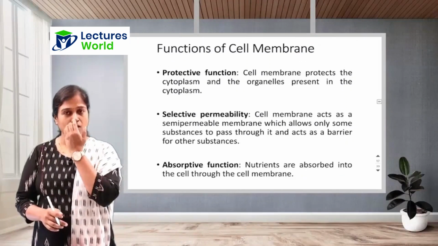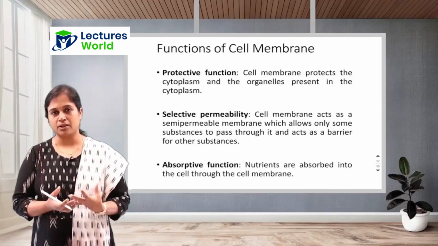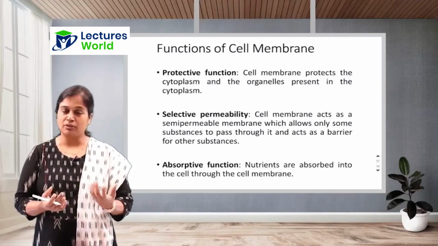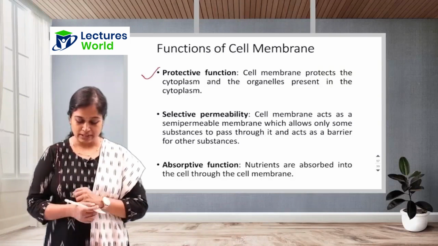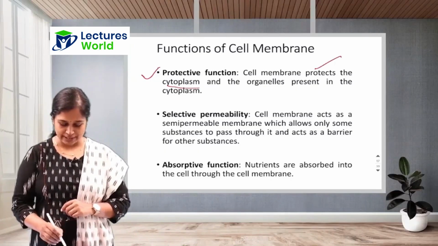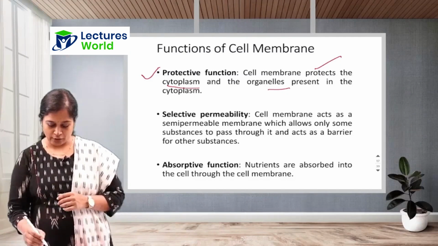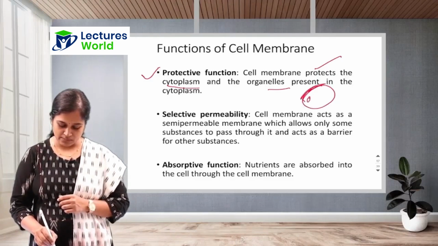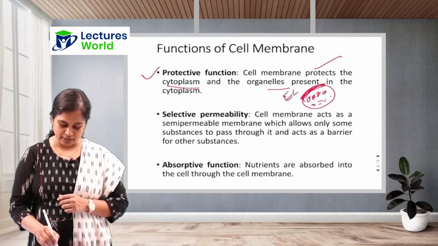Now we saw what the plasma membrane is made up of, its composition and its structure. Now we will see the functions of the cell membrane. So which are the functions? As we know, it is a layer, it is a covering. So the first function is always the protective function. The cell membrane protects the cytoplasm and the organelles present in the cytoplasm. So you know that this is a cell, and this cell membrane protects the small cell organelles as well as the cytoplasm from the extracellular environment.